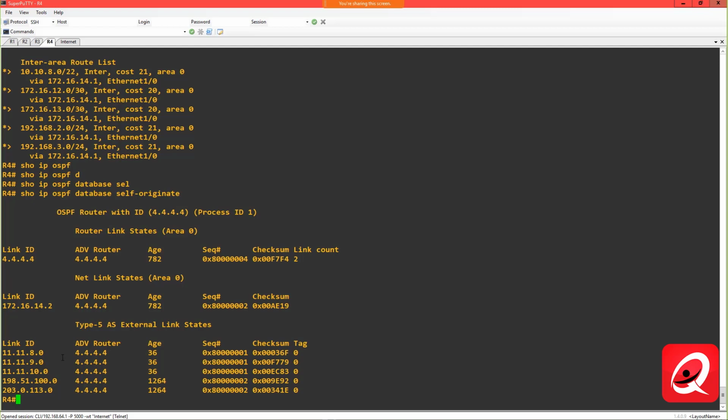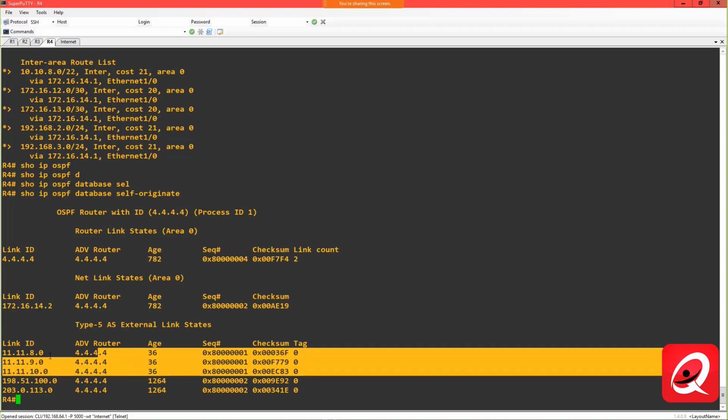Whenever you're doing redistribution, before you start going and troubleshooting those routes on other routers within the topology, you want to go ahead and make sure that you know that those routes are making their way into OSPF on this topology in this local router. Because if they're not going into the database locally, they're certainly not going to make it into the database of other routers. So I can definitely see that those routes exist here.